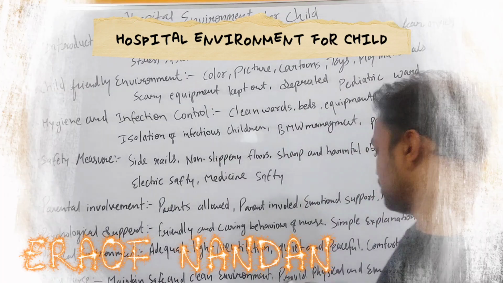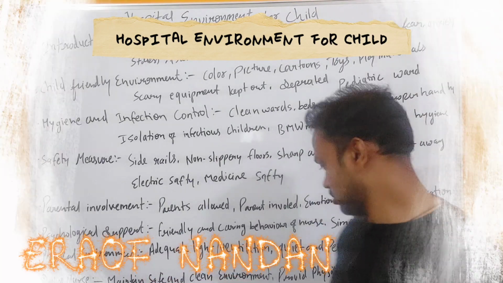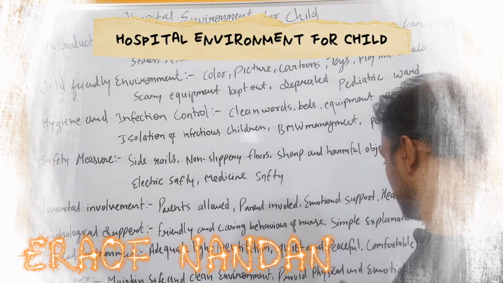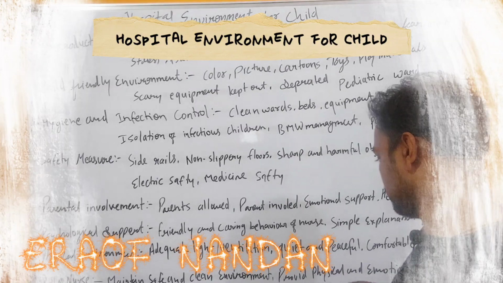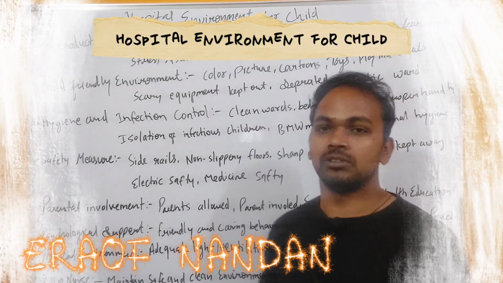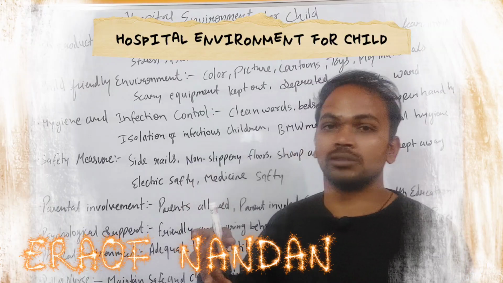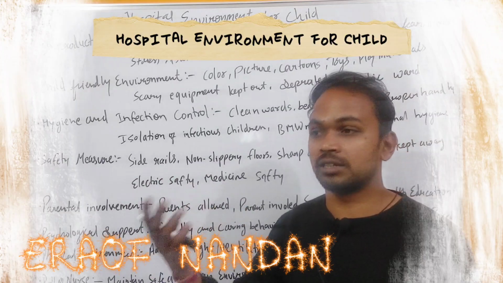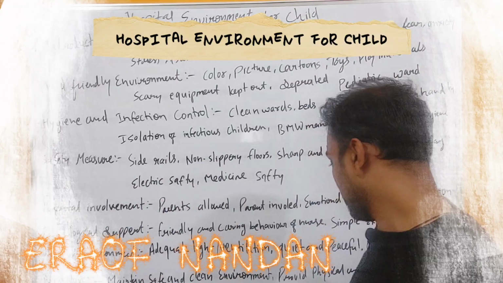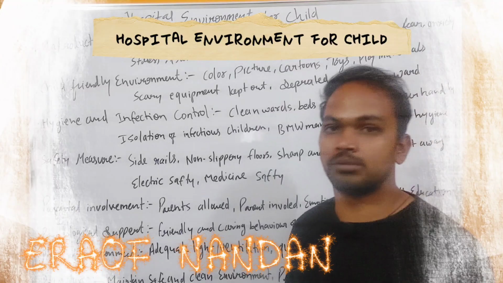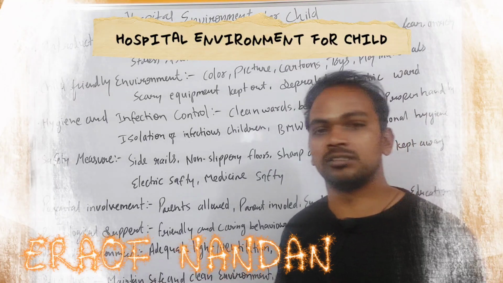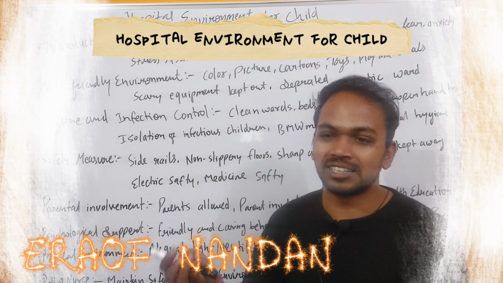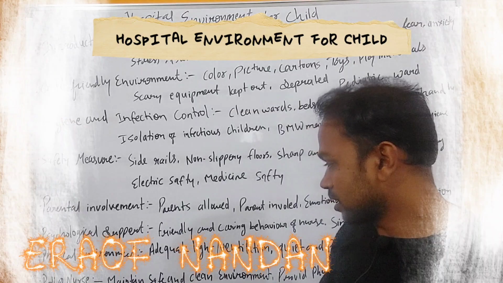Then provide physical and emotional support. The nurse has to provide physical and emotional support. Physical means the light, ventilation and temperature should all be perfect, and emotional support means a nurse has to provide emotional support and health education to parents. Then reduce fear and anxiety.